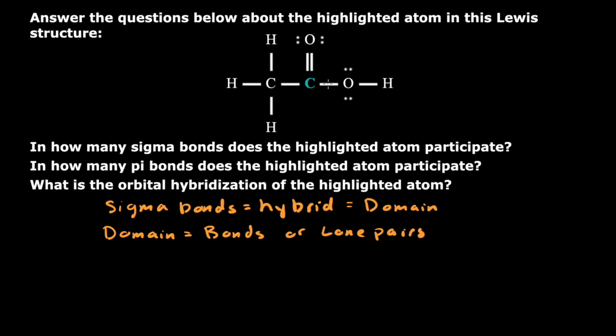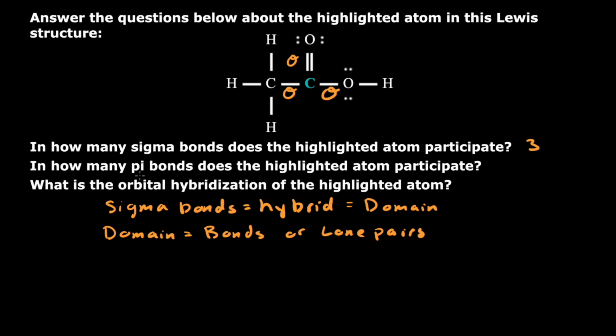So we're going to count the number of domains around this carbon. We have one bond here, which is a sigma bond, and another bond here, which is a sigma bond. Now we have this double bond, which is one domain, so one of these bonds is a sigma. If we make this one the sigma, then this one will be the pi. So we have 1, 2, 3 sigma bonds and no lone pairs. The number of sigma bonds is 3.